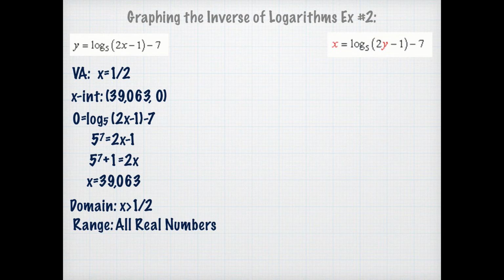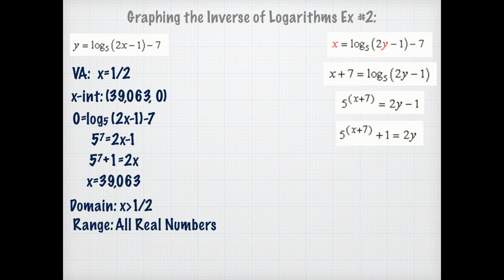If I find the inverse of this, remember I'm going to switch my x and my y. So I'm going to scoop my 7 over, then I'm going to do 5 raised to the x plus 7, that equals 2y minus 1. And then I'm going to isolate my y by adding 1 to both sides, and I end up getting my inverse equation, 5 to the x plus 7 plus 1 divided by 2.